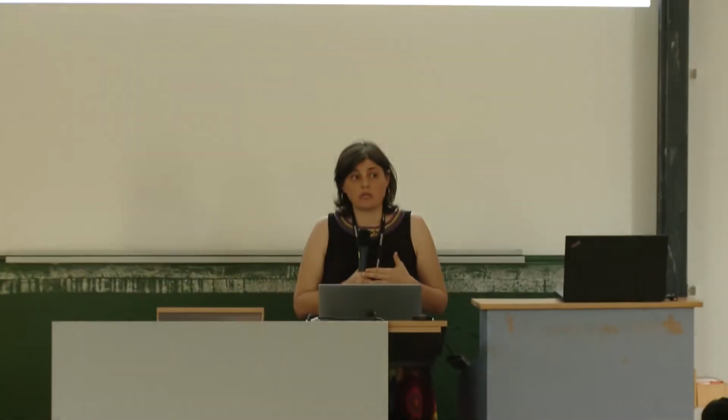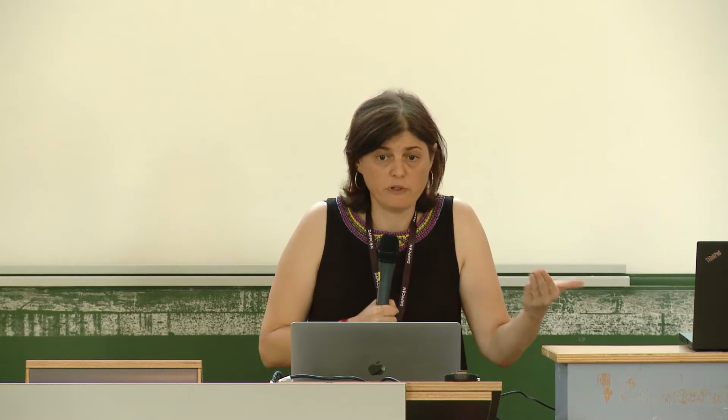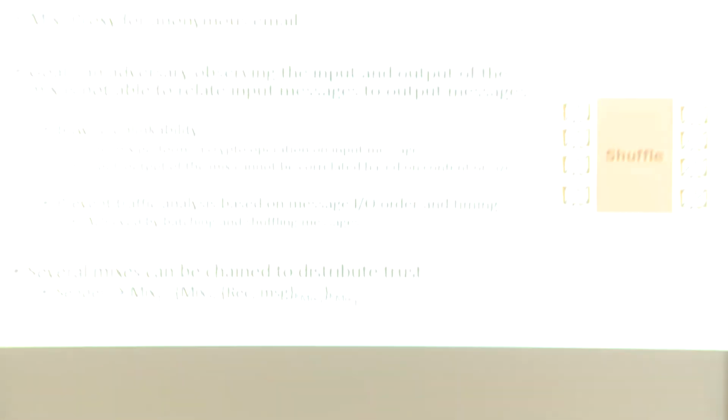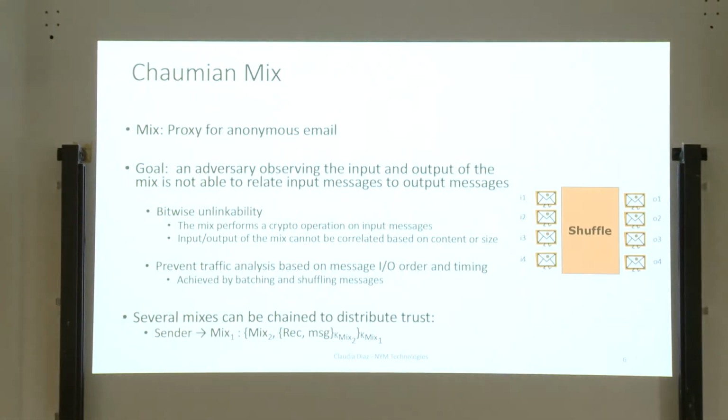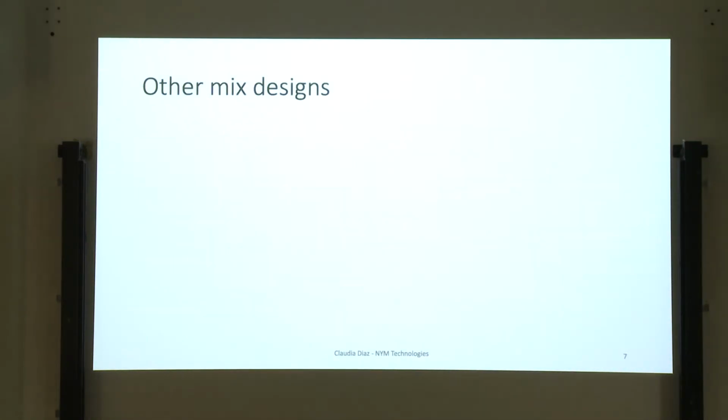The difficult part is that you also have to break timing and order correlations. Because if I know that the first in is the first out, then even if the cryptography is perfect, based on order and timing, I will be able to link inputs to outputs, right? So Chaumian mixes achieve reordering by waiting for n messages, performing a shuffle, and then sending them forward in a random order. And if you want to distribute trust, you can chain multiple mixes in a cascade. So this is the original design from the 80s.